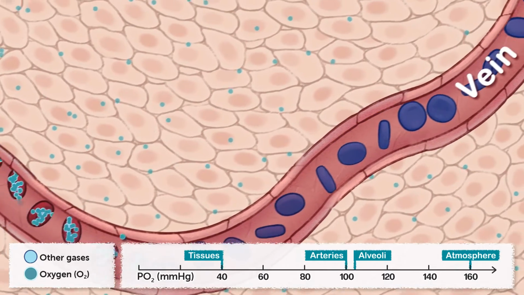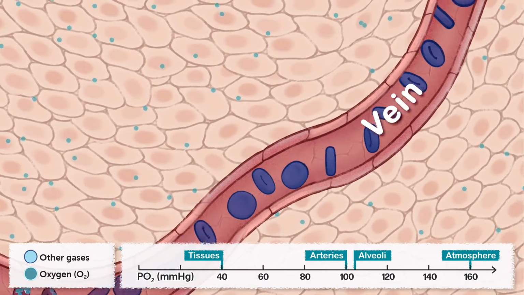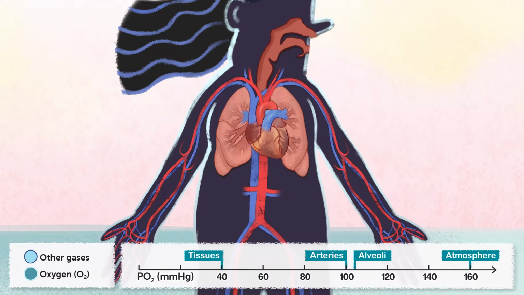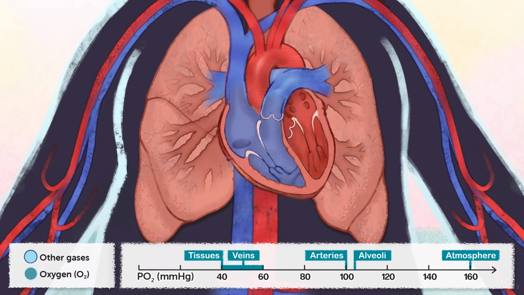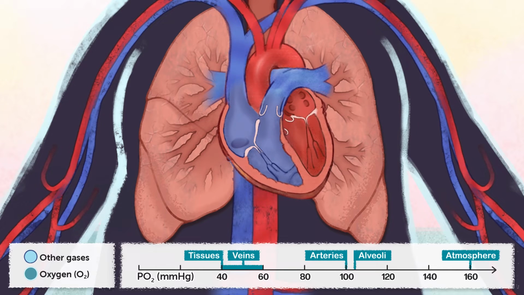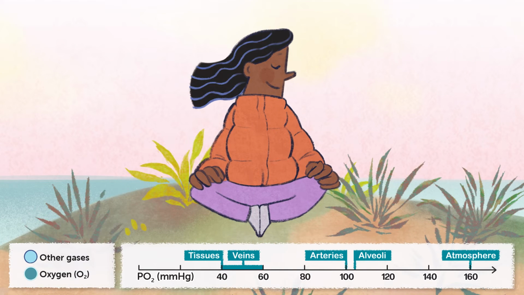So when blood leaves the tissues through blood vessels called systemic veins, it has less oxygen than before. Thus, the PO2 in the systemic veins is lower than in the arteries, around 40 to 60 millimeters of mercury when you're resting. The systemic veins return this oxygen-poor blood to the right side of the heart. The heart pumps the blood back to the pulmonary capillaries in the lungs, and the cycle starts again.